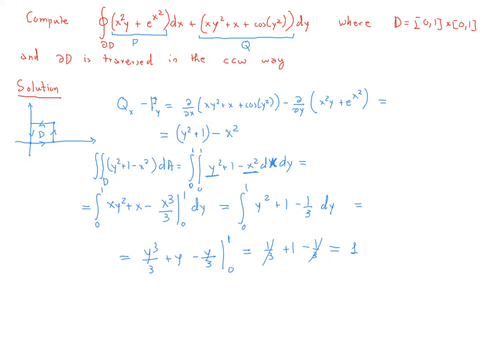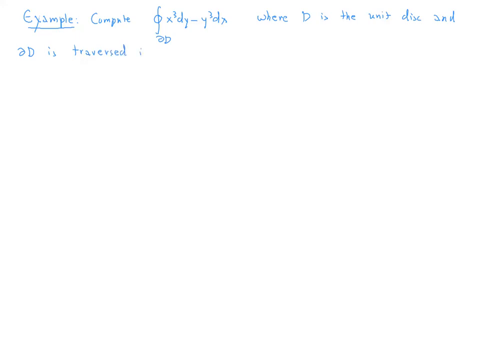Let's do one more example. So compute the vector line integral of x cubed dy minus y cubed dx on the boundary of a domain D, where D is the unit disk and the boundary of D is traversed in the counterclockwise way.